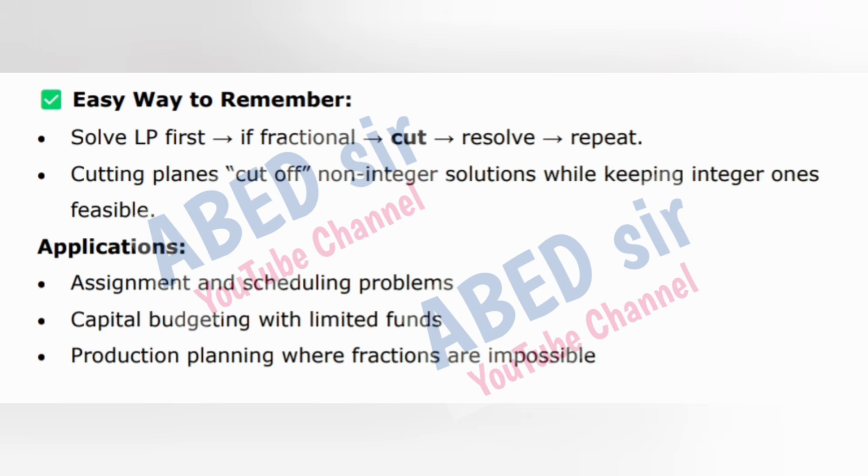Easy way to remember: solve the LP first; if fractional, cut, resolve, repeat. Cutting planes cut off non-integer solutions while keeping integer ones feasible. Applications: assignment and scheduling problems, capital budgeting with limited funds, and production planning where fractions are impossible.